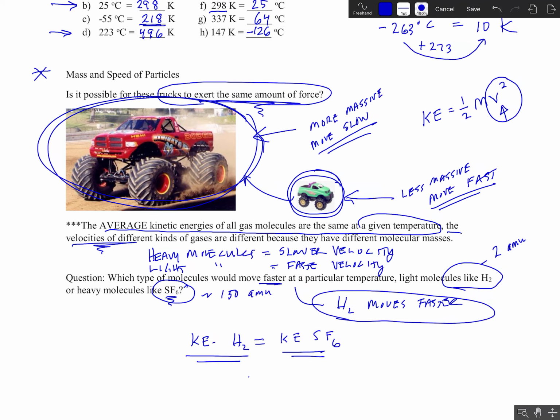Okay? I think you'll enjoy the demonstration I do for you. I actually breathe in some hydrogen gas and speak, so it has the same effect as helium, and then I breathe in some sulfur hexafluoride, and I won't tell you what happens with that.